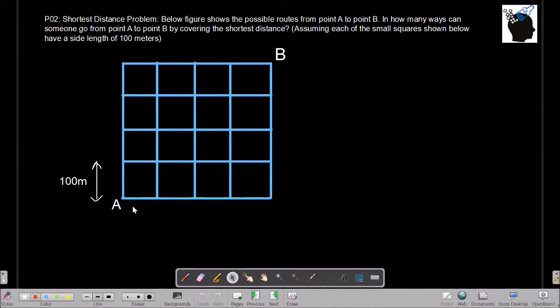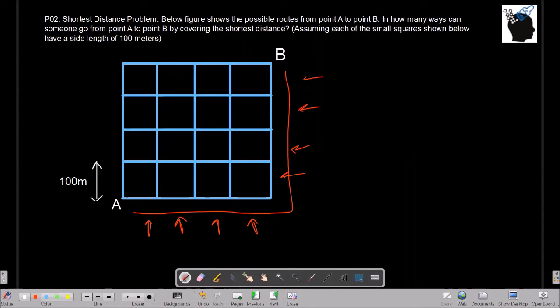So they have given us 2 points, point A and point B, and all of the small squares have a dimension of 100 meters. We need to find the shortest distance from A to B. If you look at the figure, directly we can make out that this is one of the possible shortest routes. That means the total distance traveled will be equal to 8 times the dimension of each square, or nothing but 8 into 100. And we need to find out how many such routes are possible.